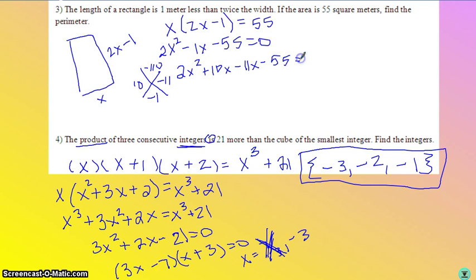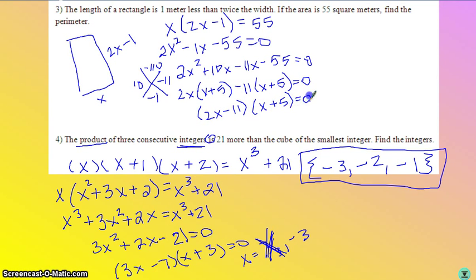I would encourage you to write it out, and we are going to pull out our GCF. Oops, x plus 5. Pull out the negative 11, which will again give us x plus 5, and then we need to write out our factors. 2x minus 11 and x plus 5. Now, our solutions here are going to be 11 halves and negative 5.